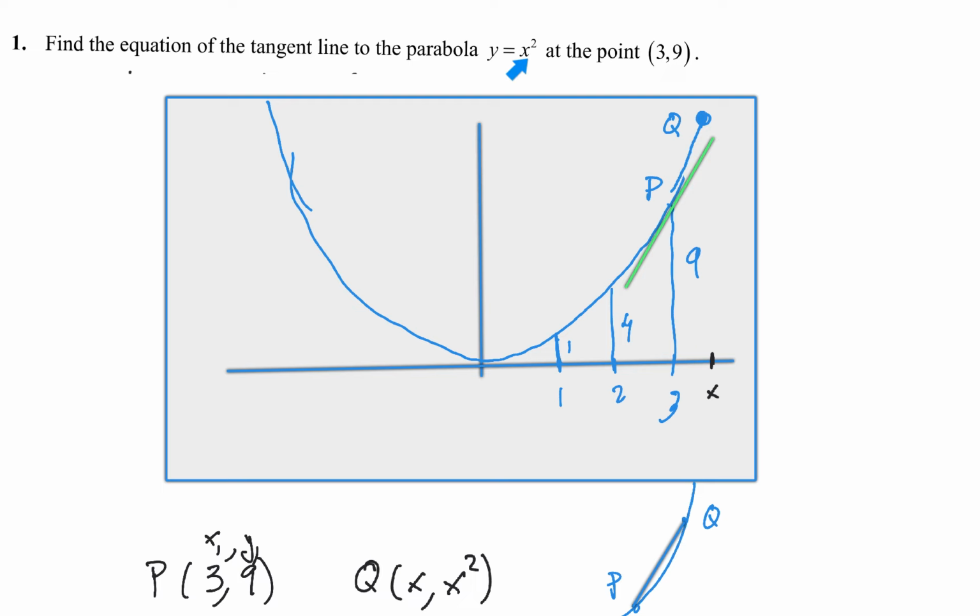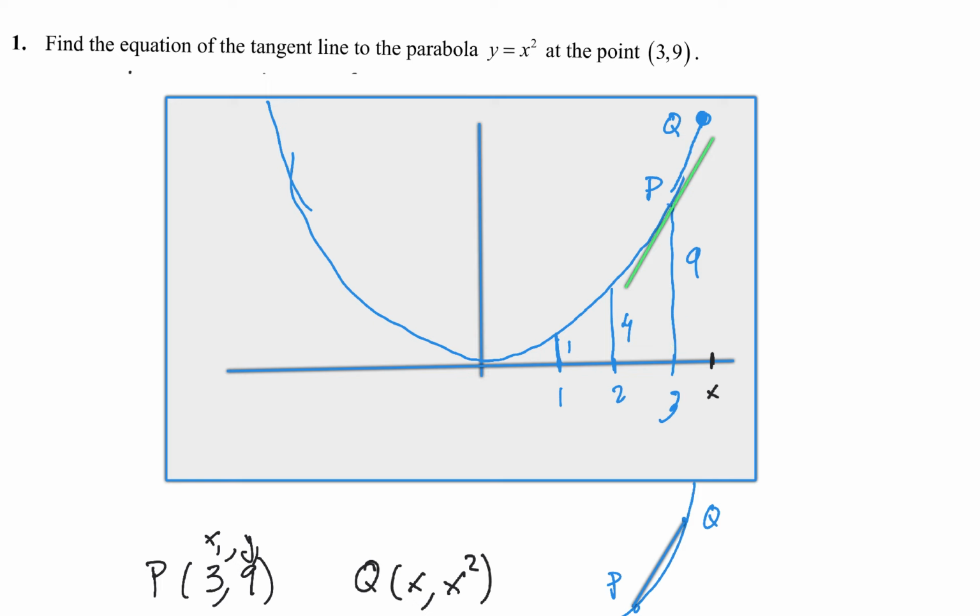When x equals 1, y equals 1 squared. When x equals 2, y is 2 squared. When x equals 3, y is 3 squared, and 3 squared is 9, so y is 9.